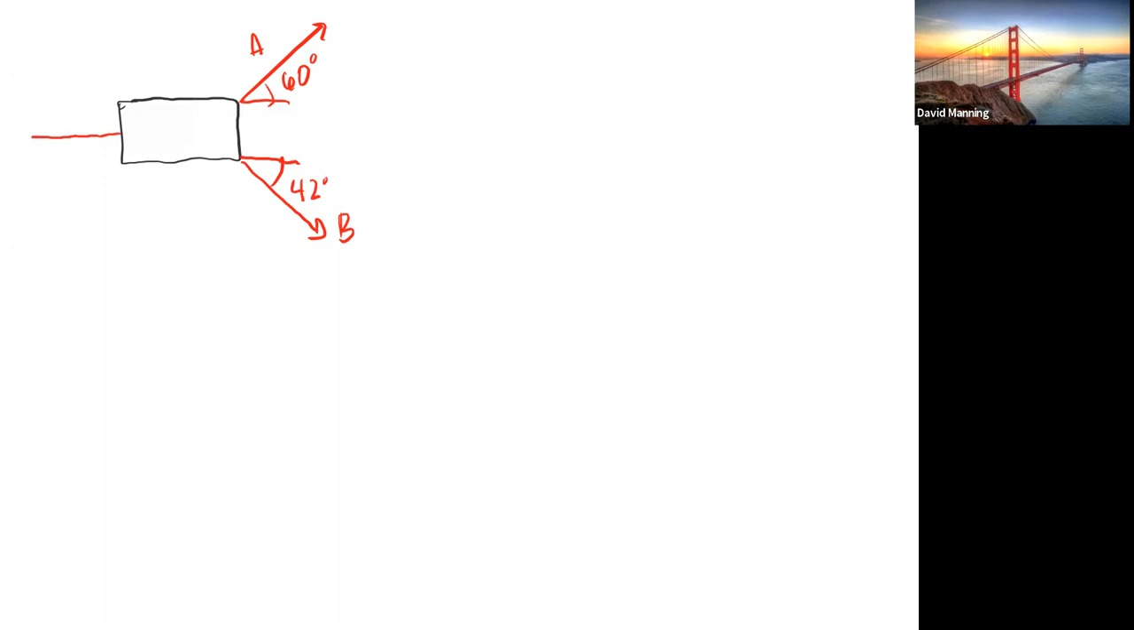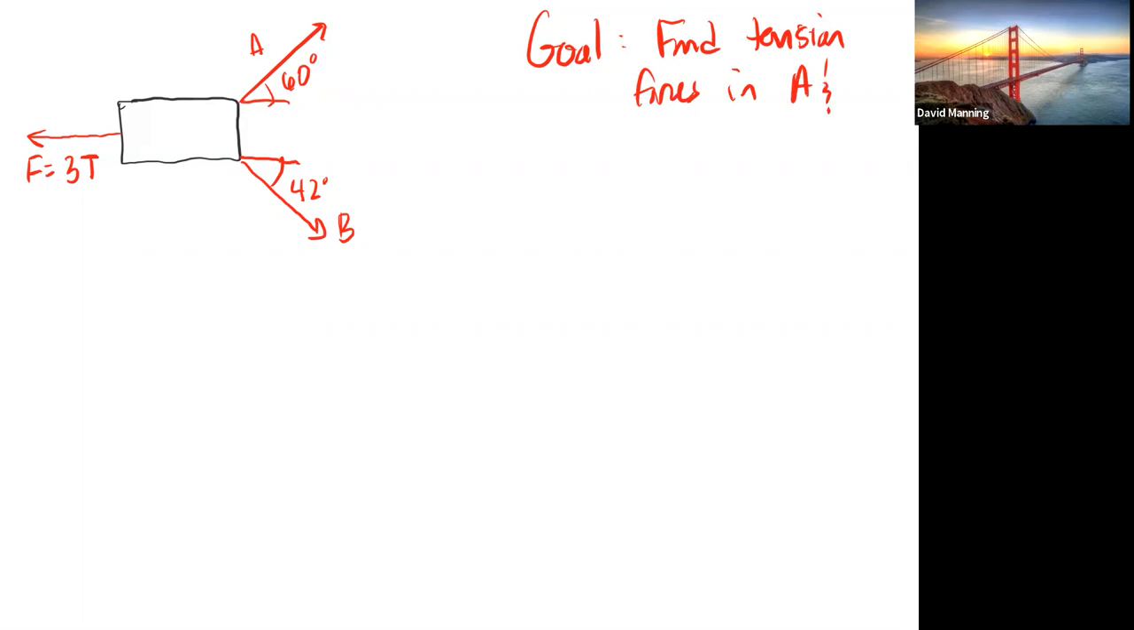And there's a force in this direction of 3 tons. And we want to find the forces in A and B. That's our goal. Goal: find tension forces in A and B. So we pretty much have the free body diagram.